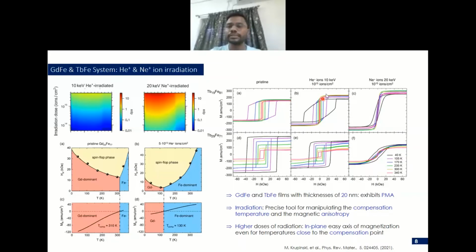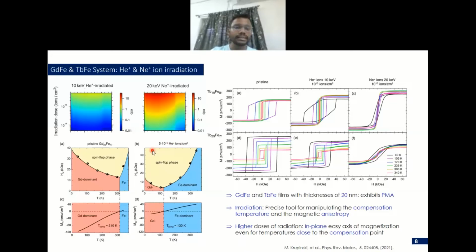When you irradiate it with different fluence, you see the change in the magnetic hysteresis that says the magnetic anisotropy and other magnetic properties change. And the important thing here is you can tune the compensation temperature with the ion irradiation. Here you can see the compensation temperature is tuned upon the ion irradiation of helium. This is one of the examples I have shown here. Similarly, in Ne plus also it shows similar nature.